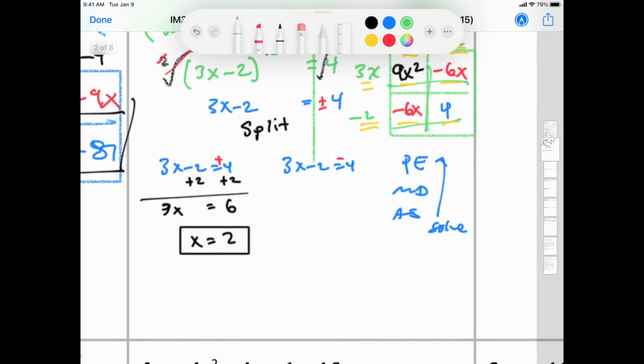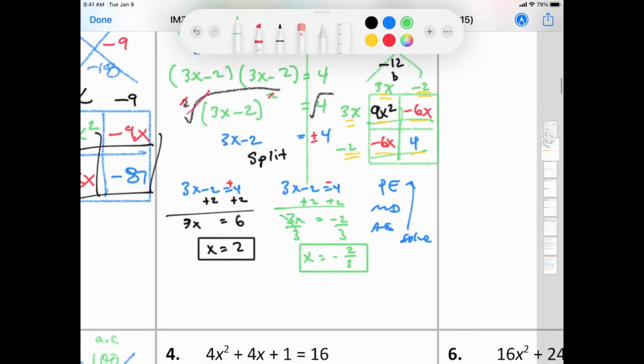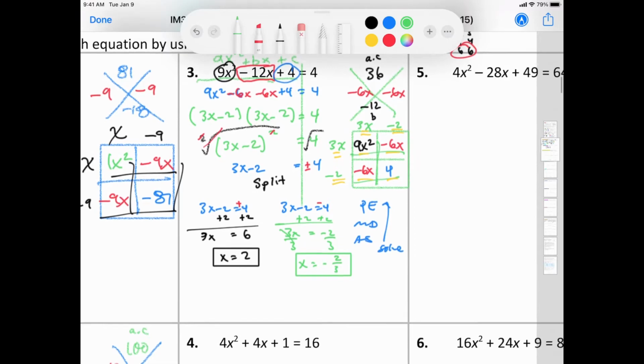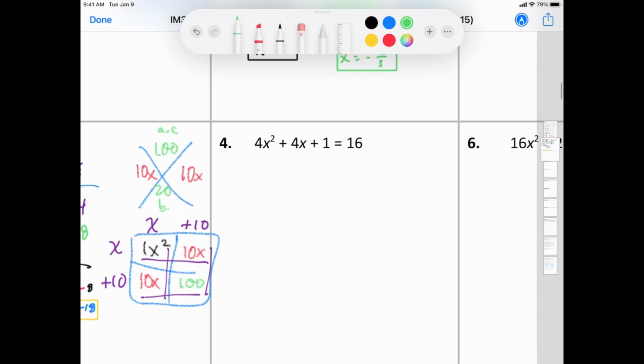Do the same thing over here. I'm going to add 2. Negative 4 plus 2 is negative 2, and then divided by 3, x equals negative 2/3. And those are my 2 solutions. Let's move on to question number 4 here. All right, let's go ahead and factor.